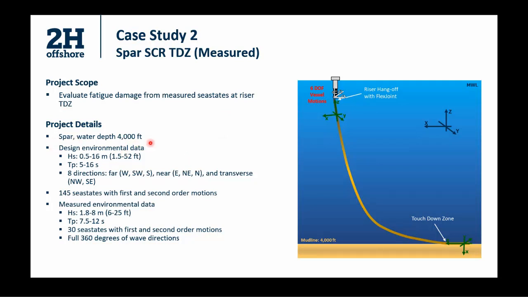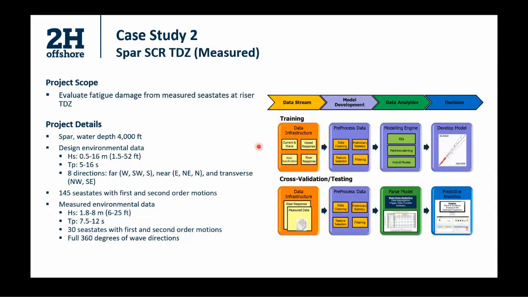Here, we have a spar at a water depth of approximately 4,000 feet and a similar set of environmental conditions to the last case study. Again, we have multiple directions and multiple C states with first and second order motions. The measured environmental data have similar kind of characteristics and again with full 360 degree of wave directions. Herein, just as before, we do the training with the design C states, and then for the primary cross validation, we use measure data to pass the model for suitable predictive analytics.